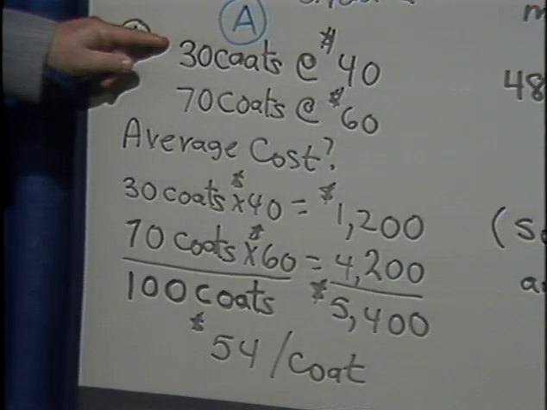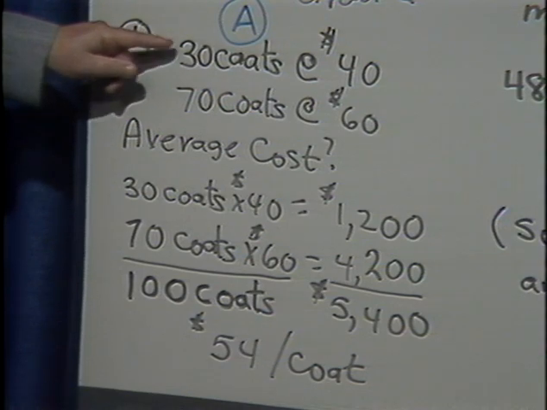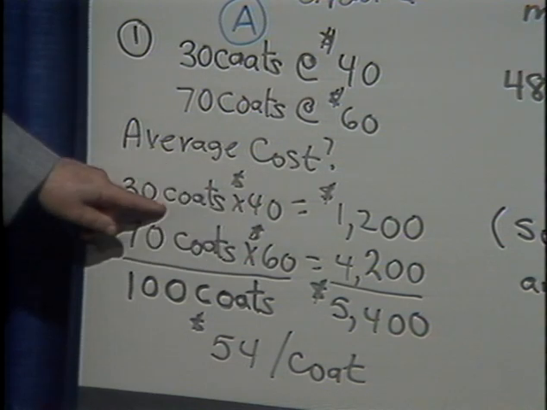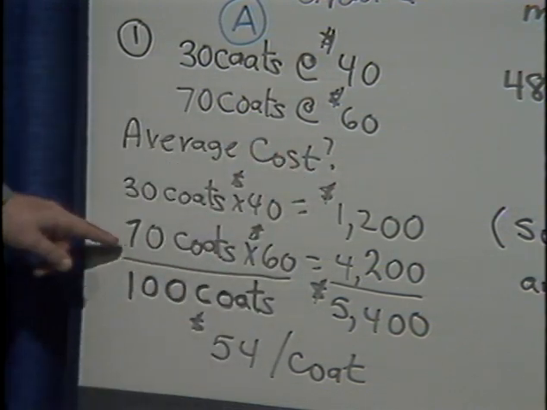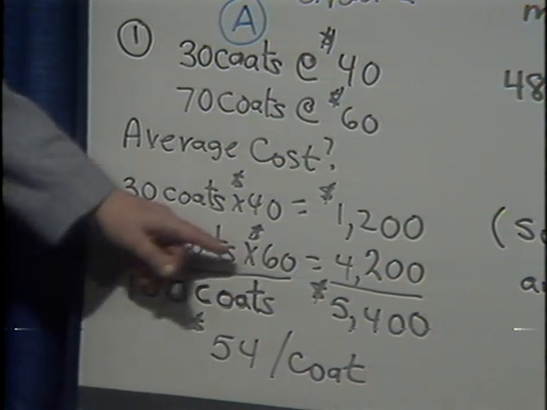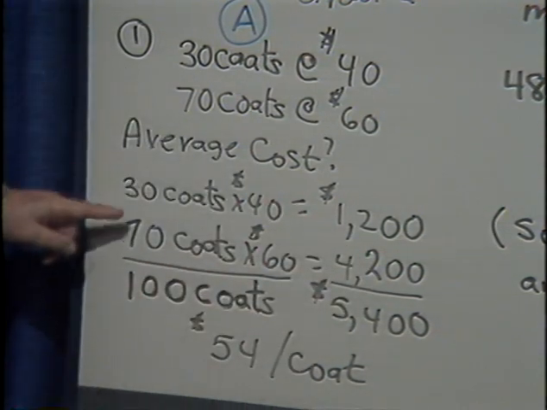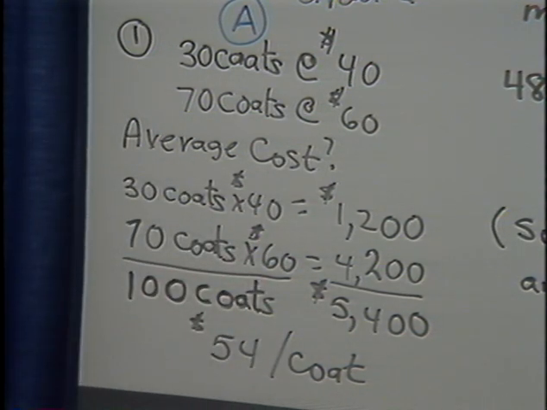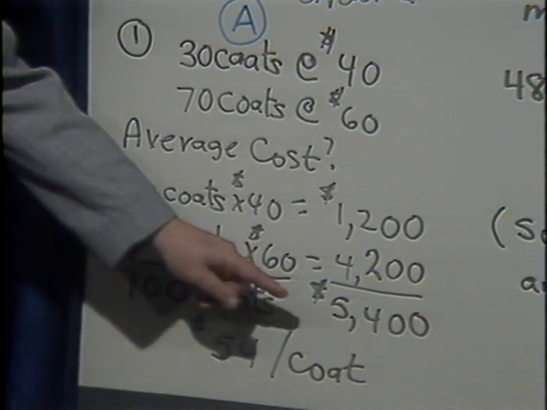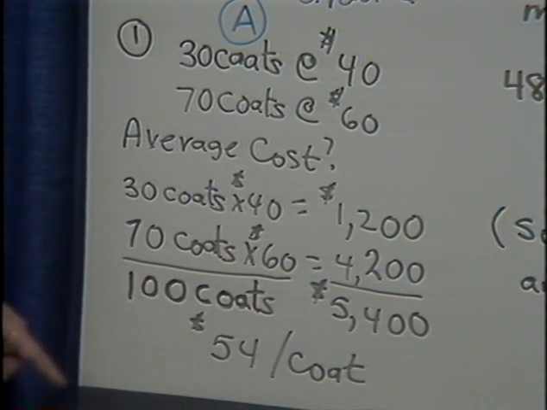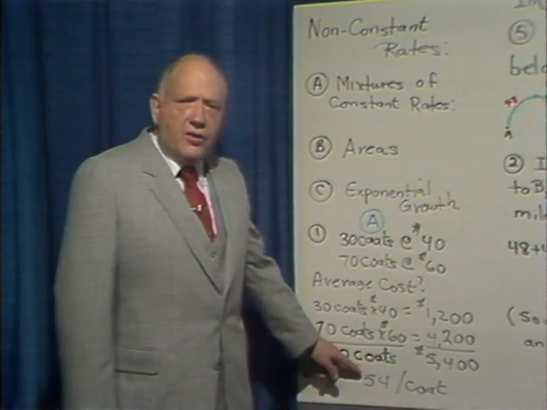Well, this is a simple problem. We've already dealt with this. 30 coats at $40 each, that's $40 30 times. That's $1,200. And now you spend $60 70 times for the other 70 coats. That's $4,200. So altogether, you've bought 100 coats, and you spent $5,400. In which case, we now proceed as if this were a constant rate problem, and we say the dollars per coat would be $5,400 divided by 100, which is $54, and that's $54 a coat.